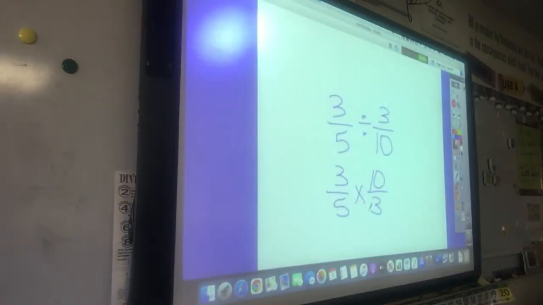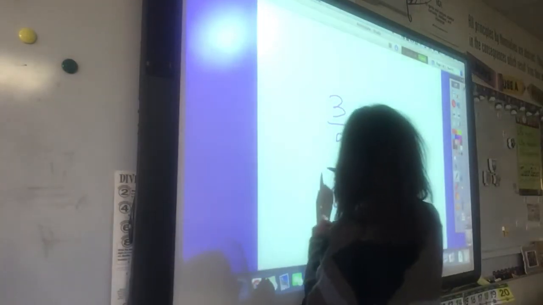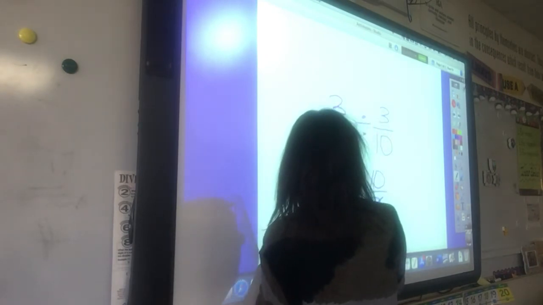Keep, change, flip. Now we can cancel because the 3's are gonna cancel. The 5 and 10 are gonna cancel also. And so how is this gonna cancel, Emerson? You would cancel 3 and 3, and so it would be 1. Uh-huh. And then 5 times 10, so 5 would be 1.